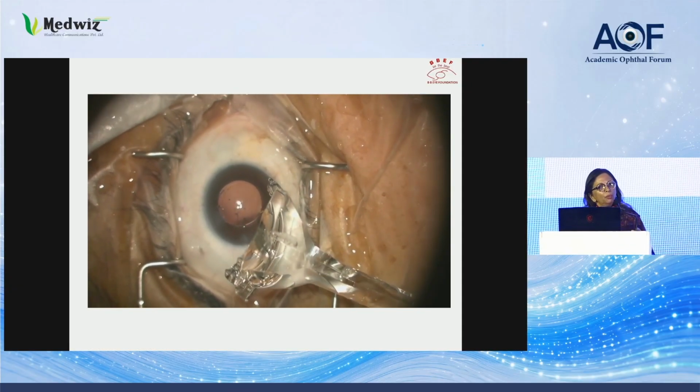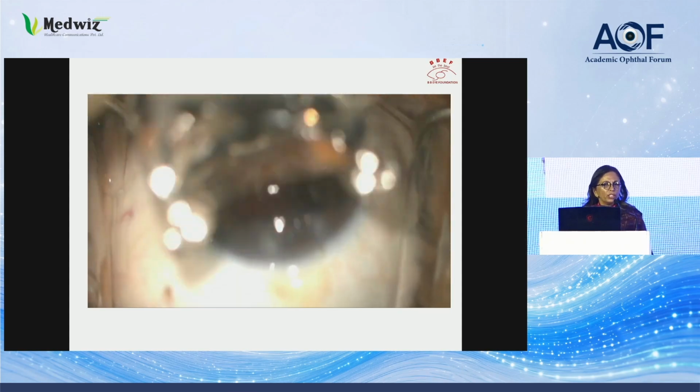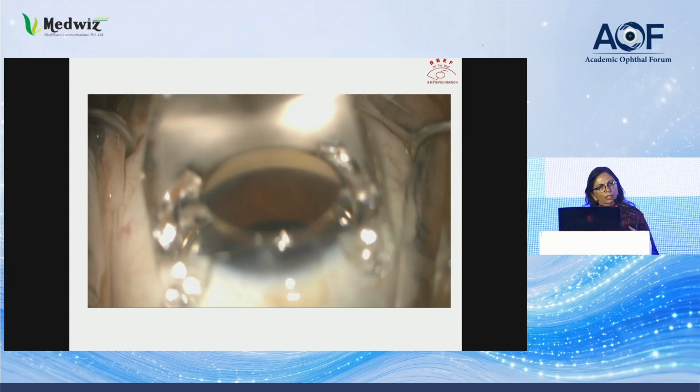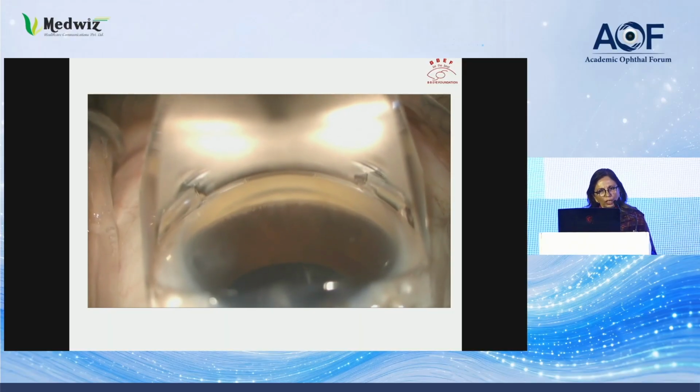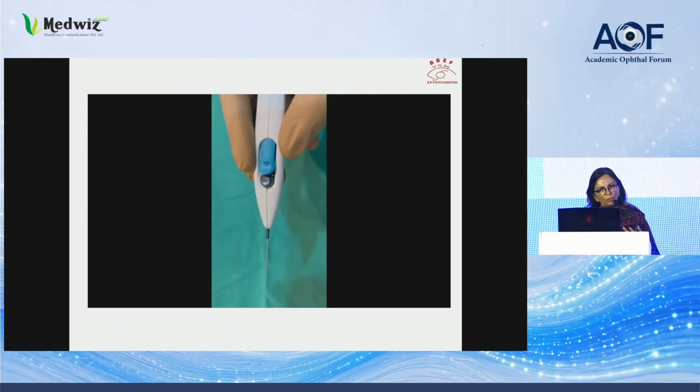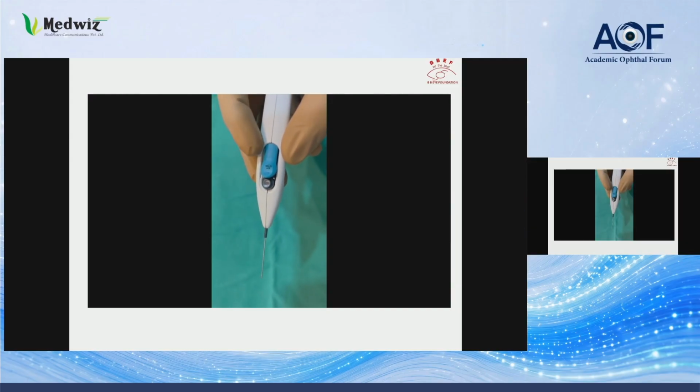Initially, I would advise you to use your Swan Jacobs, because the view is much better with glass, because this is acrylic and the view is not that good. But with practice, you can move on to this. That's the injecting system of the iStent Inject W. The blue button is the sleeve retraction button, and the black one is the stent delivery button.